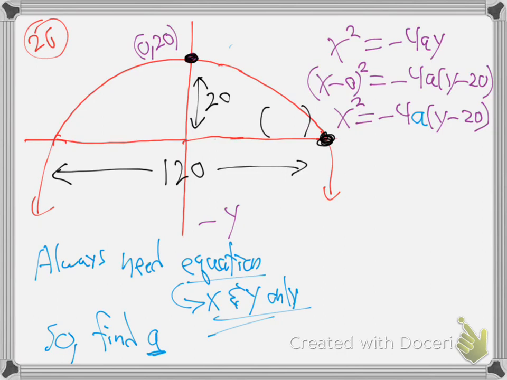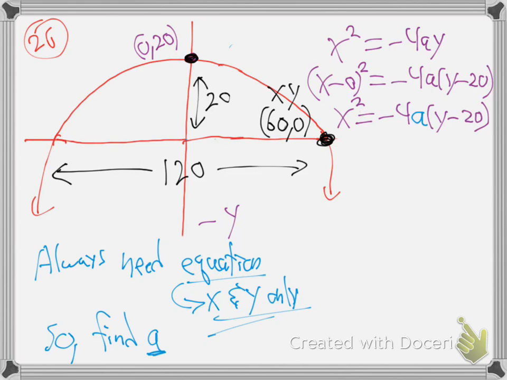From the center, from the origin. No, sorry. Over 60, up 0. Say good. That's the dot, over 60, up 0. So let's put that one in.